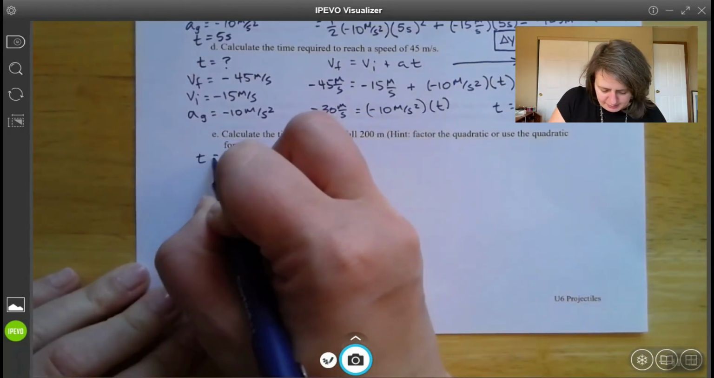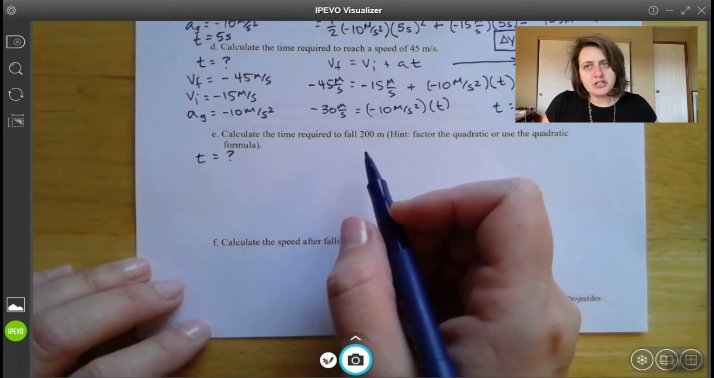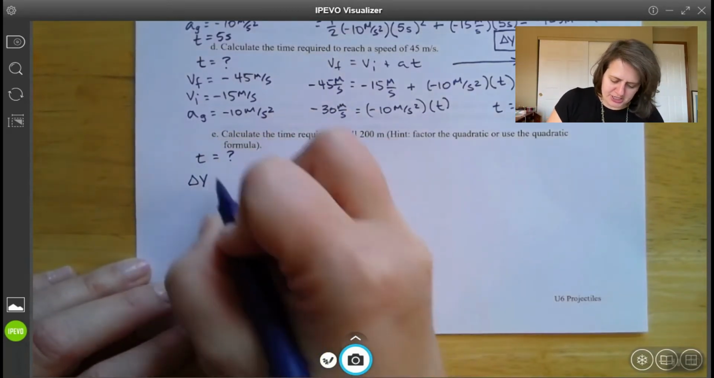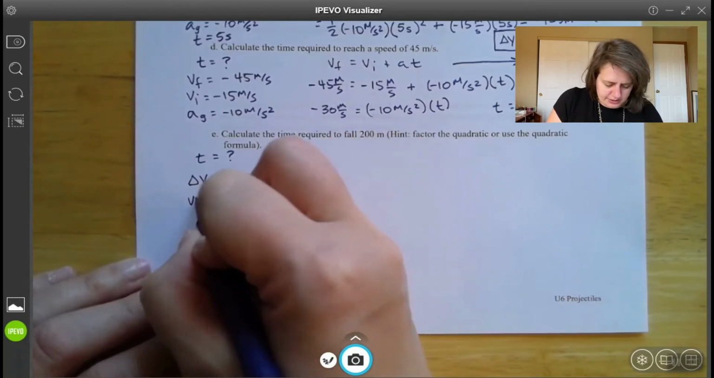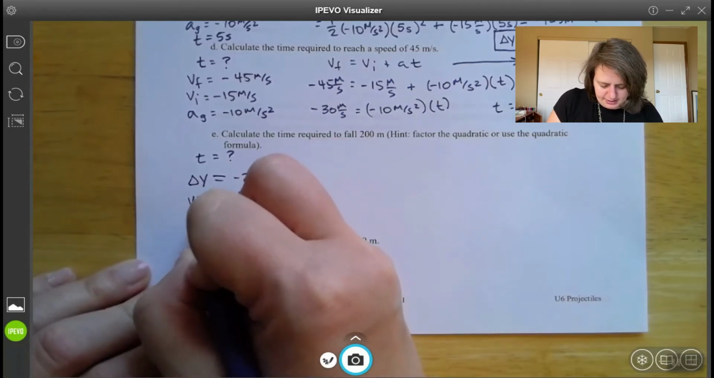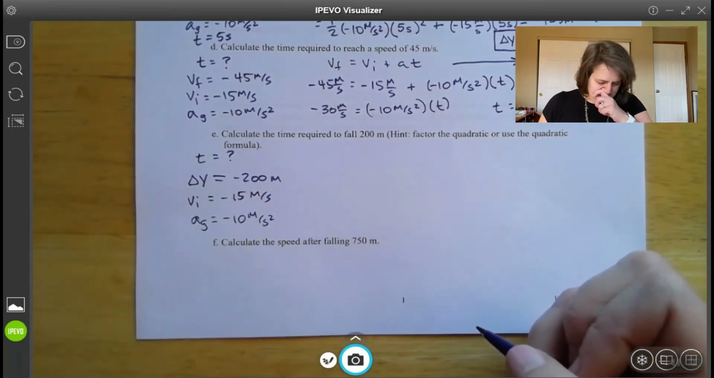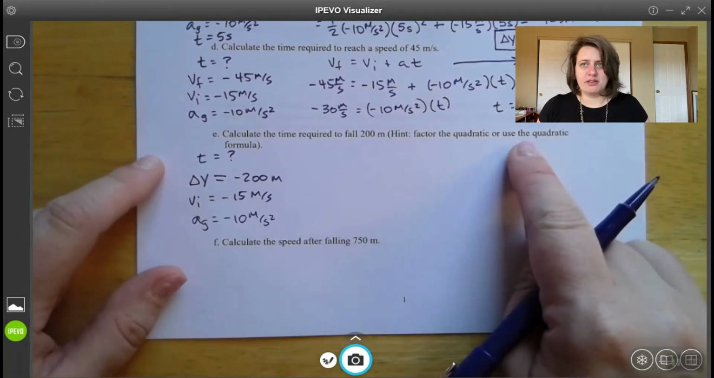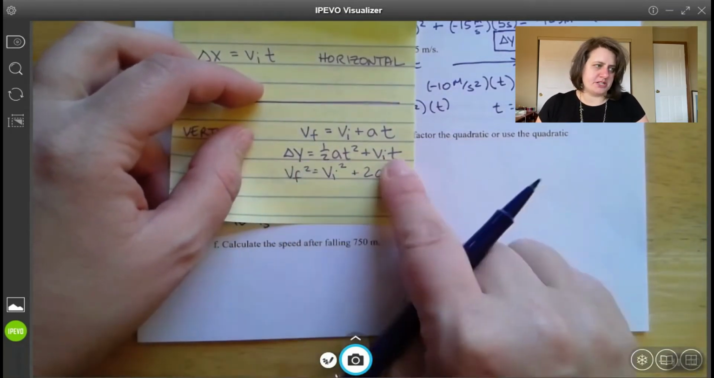Next, calculate the time required. So we're going to solve for time again to fall 200 meters. So if we're going to fall 200 meters, we're going to go 200 meters down. So that's going to be a negative number. So our change in vertical position is going to be minus 200 meters. Our initial velocity remains minus 15 meters per second. And our acceleration due to gravity is minus 10 meters per second squared. So now we need to solve this for time. Okay, this is factor the quadratic. Guys, this is a tip. If you see that pop up on your assignment, that means you're using this equation.